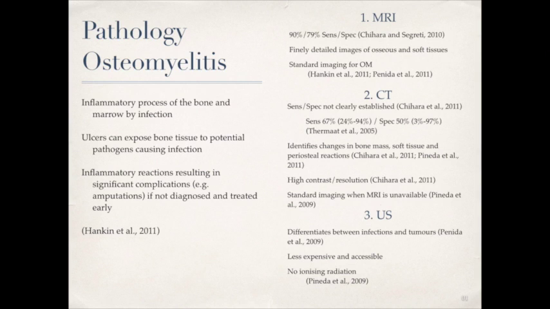CT is beneficial as it can identify changes in bone mass, soft tissue, and periosteal reactions. It provides high contrast and resolution in its images and is a standard form of imaging when MRI is not available. Ultrasound is the next most desirable form of imaging as it is capable of differentiating infections and tumours. It is less expensive and more accessible than CT and MRI and provides no ionizing radiation.